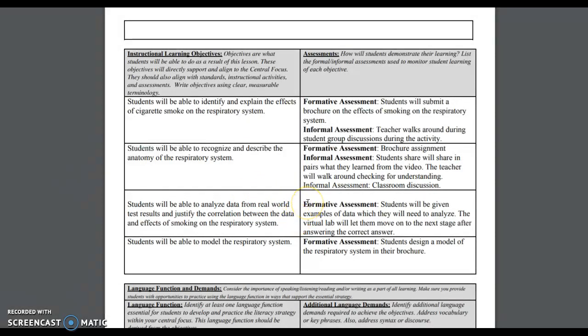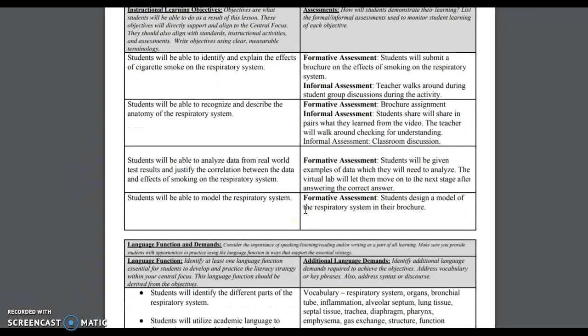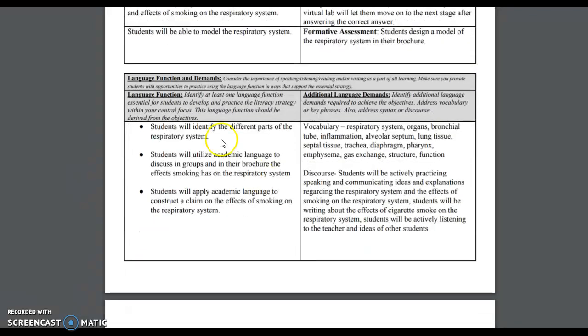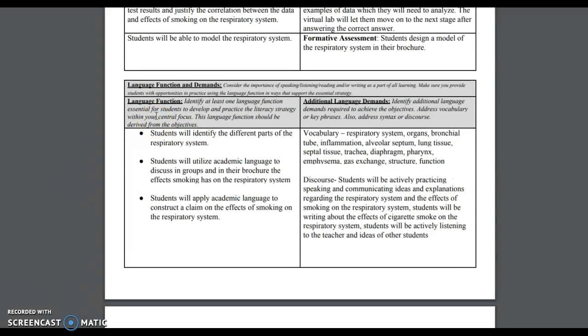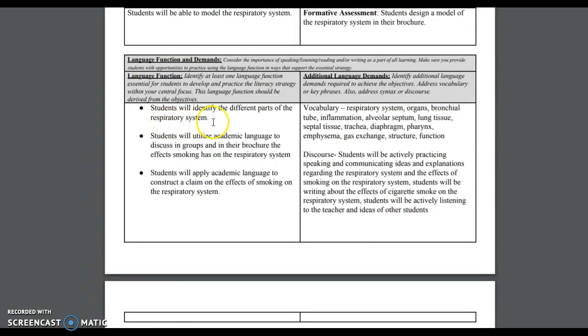This is a formative assessment that'll be measured by, they'll be given data and they'll be asked to analyze it, and the teacher will be able to see this. And then they'll be able to model the respiratory system, and the teacher will be able to see this in their brochures. So the language functions are very similar to the learning objectives. They're just worded differently. And then we have the vocabulary and the discourse.